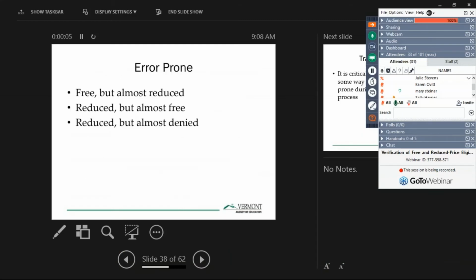It's important to remember that an error-prone application is one that is free but could have almost been reduced, is within that threshold of being reduced, is approved reduced but was almost or within that threshold of being free, or reduced but close to having been denied. And again, these are all based on approved applications. Denied applications are not included in the verification process.